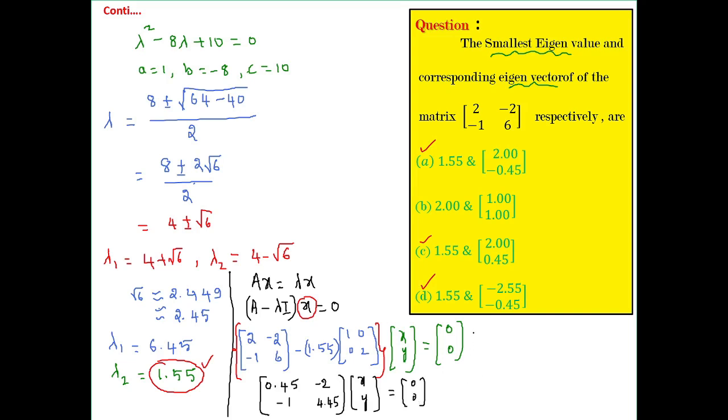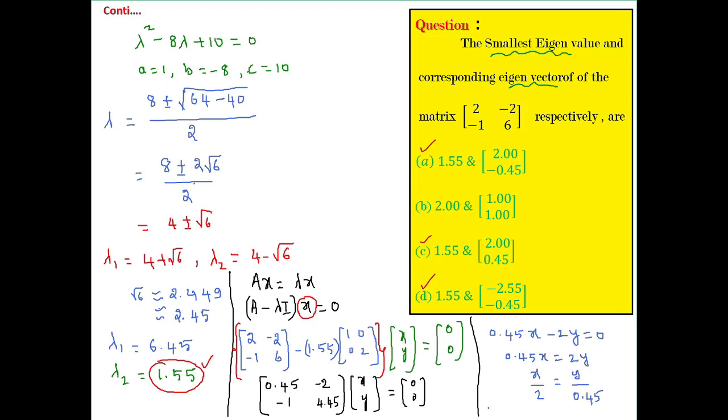From here let us write the two equations. 0.45 into x minus 2 into y is equal to 0. And the second equation, since they are a system of homogeneous equations, is similar. Let us do a cross verification. So 0.45 into x is equal to 2 into y. Therefore x by 2 is equal to y by 0.45.